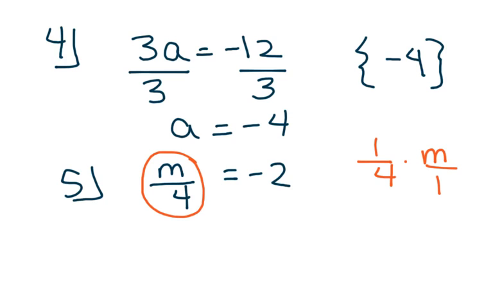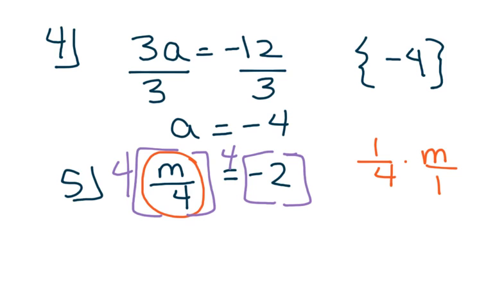You could even write this in fraction form as m over 1. So to isolate m, instead of dividing m by 4, we're going to multiply m by 4. There's nothing to add or subtract, so we're just going to multiply both sides by 4. So I'm going to multiply this by 4 and the negative 2 by 4. What happens here? This is 4 over 1 if you want. This cancels, so we get m equals, and you just multiply 4 times negative 2 and you get negative 8. So my solution set is negative 8.